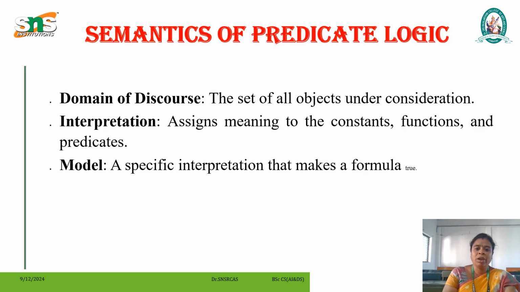Next one, semantics of predicate logic. Semantics of predicate logic is nothing but the domain of discourse, the set of all the objects under consideration. It represents the interpretation, which assigns meaning to the constants, functions and predicates. Model. A model is nothing but a specific interpretation that makes a formula true.